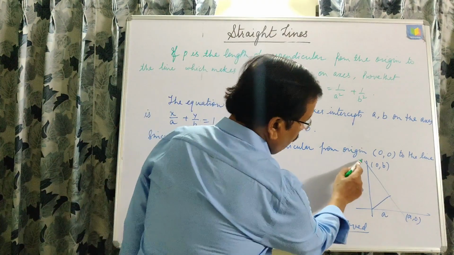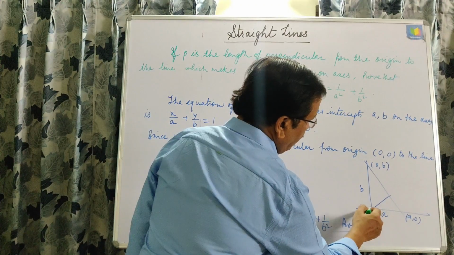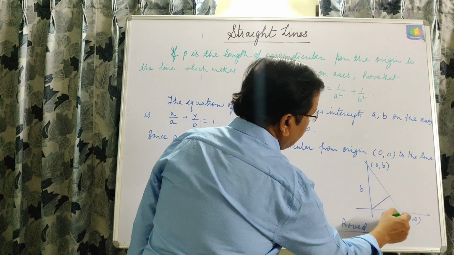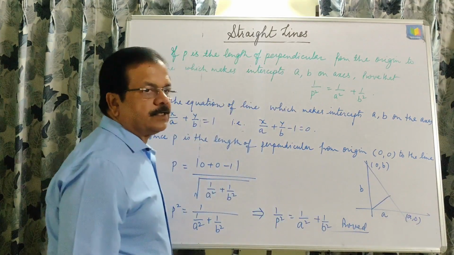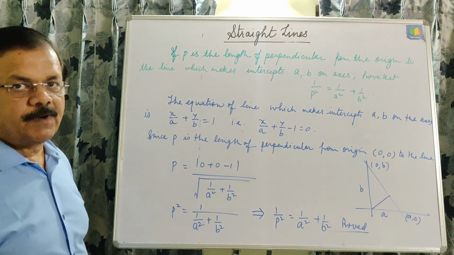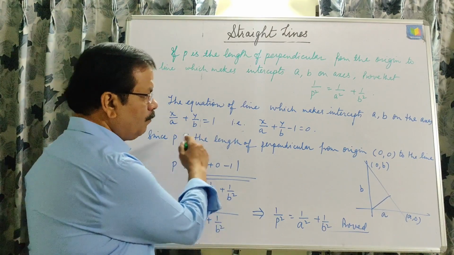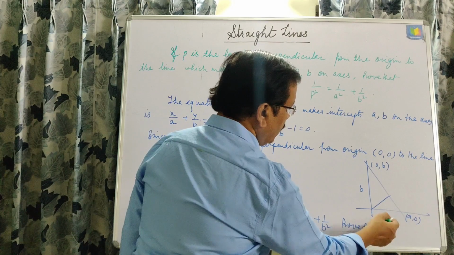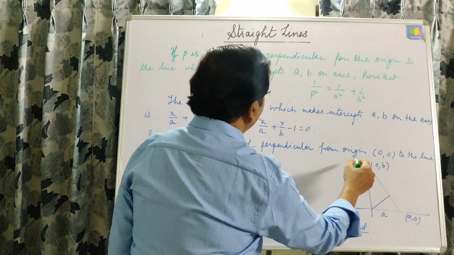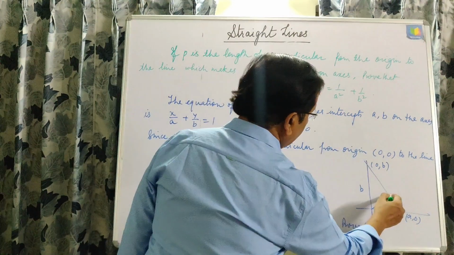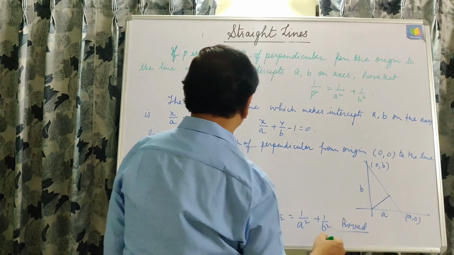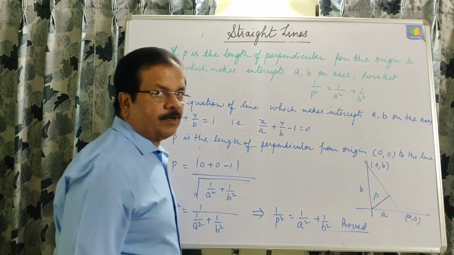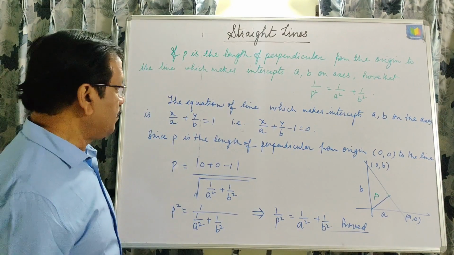Here we know this is the line, and then making the intercepts a and b with the axis, the equation of this line is x upon a plus y upon b is equal to 1. We can find this very easily by the two-point formula also. Then we are given that from the origin, this is the perpendicular from the origin, and that is p. Okay, and we have done this type of question.